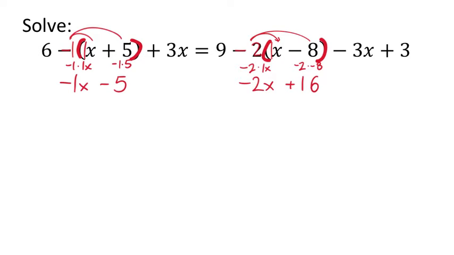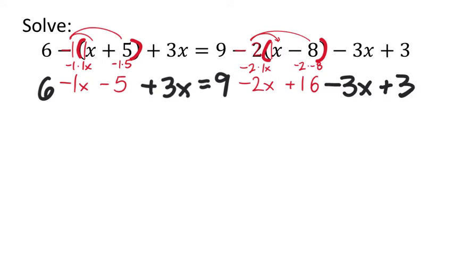Everything else stays the same. We still got the 6 in the front, -1x, -5, plus the 3x. And we've talked about just acknowledging where the equal sign is. That's important too. So this equals 9 minus 2x plus 16 minus 3x plus 3. Now that didn't necessarily simplify it for us, but it does make it smaller, and it does allow us to start combining like terms, which is our next step.